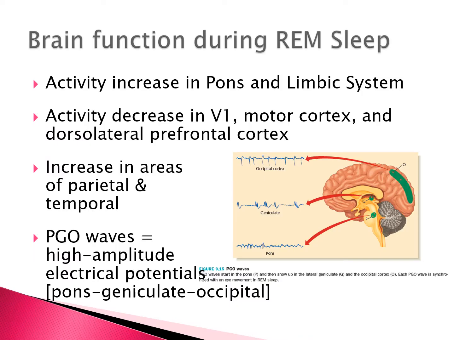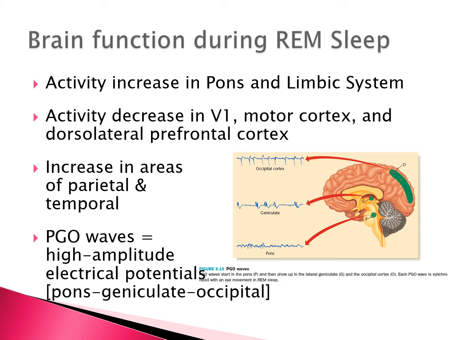We see different brain function during non-REM sleep and during REM sleep. So during REM sleep, we see activity increase in the pons and in the limbic system. If you remember, the limbic system has some emotional structures that are important for emotion, as well as emotionally associated memory areas. So for example, the hippocampus.